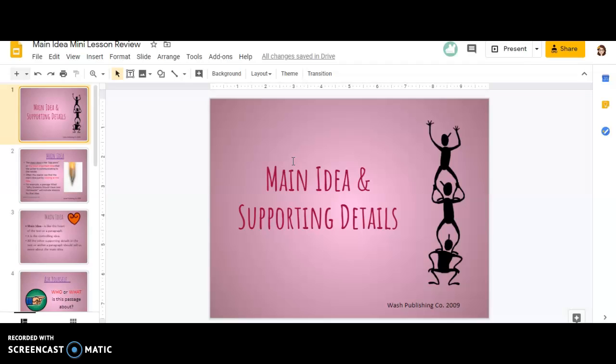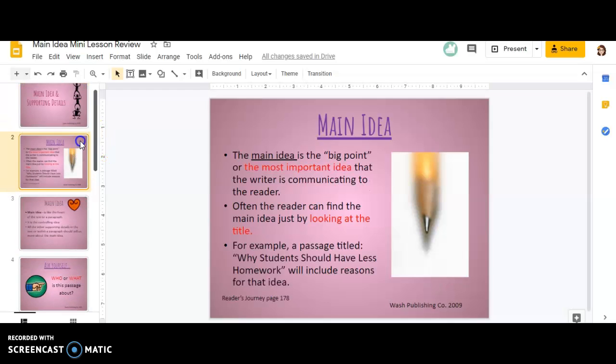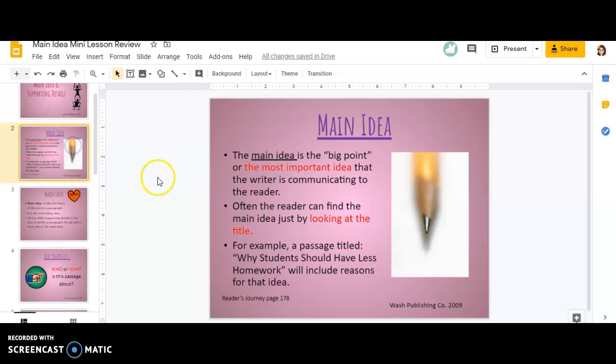So this one is all about main idea and supporting details. And so I'm just going to give you a quick mini lesson main idea review here, okay? So if you remember, this is the same PowerPoint that I showed you originally, but I'm going to talk about it, give you some different examples, and maybe try to reach you in a different way that you haven't heard before. So just a quick review, main idea is that big point.